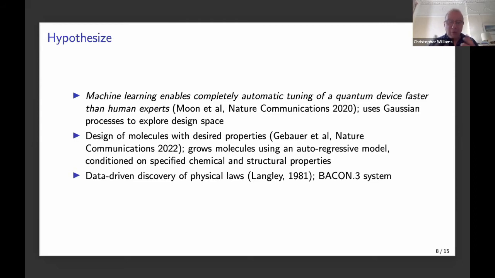Going back quite a long way into the history of AI, this is Pat Langley from 1981, we may want to rediscover Kepler's laws in a data-driven way. So that's a rather older example of hypothesizing a space of equations which the planetary motions might obey, and then identifying which one fits with the data.